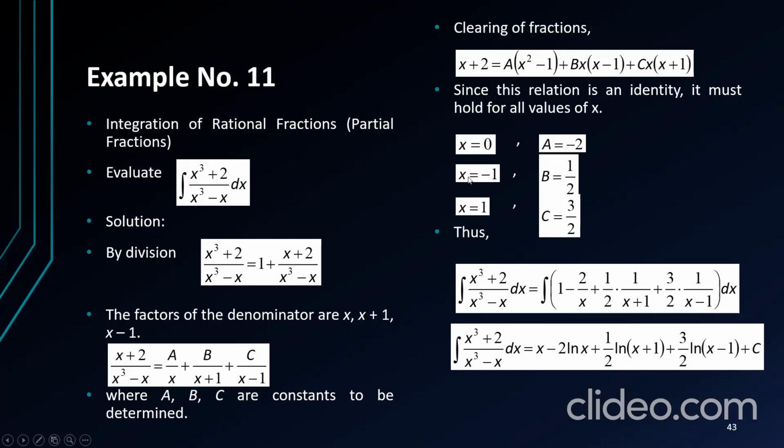Okay, again, substitute x as negative 1. So, magiging 0 to, magiging 0 to. Masusukuha mo b is equal to 1 half. Then, x is equal to 1. So, c is equal to 3 over 2. And, ganun din. x is equal to 1, magiging 0, magiging 0. So, matitira to. So, masosolve mo c is equal to 3 over 2. Okay? Yan.